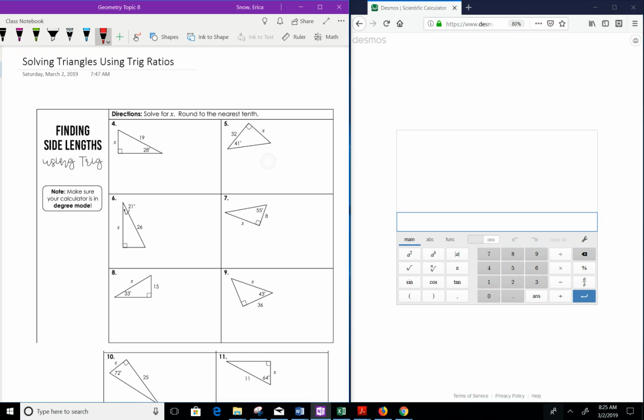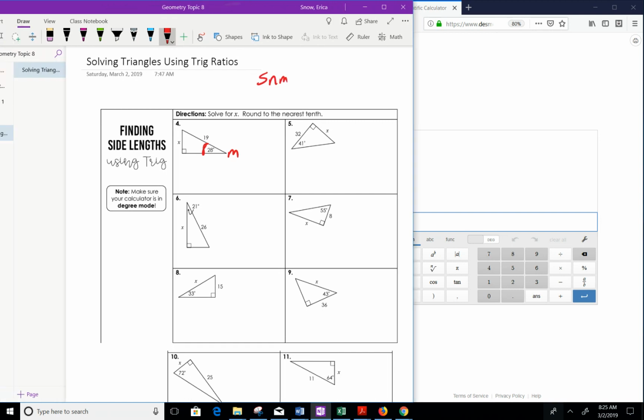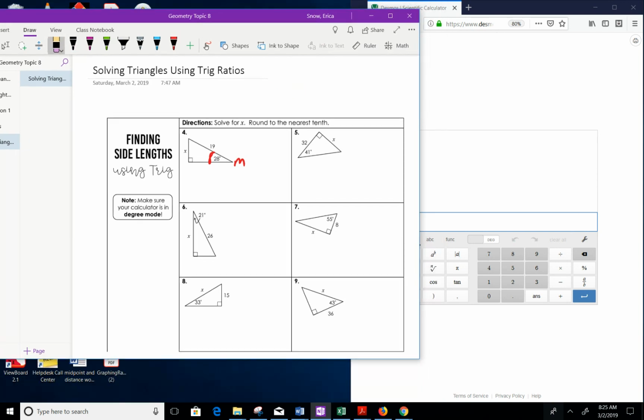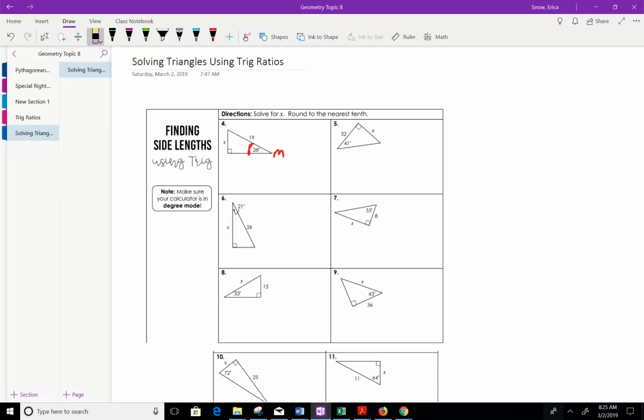So here, typically we would say this is angle M. And if I asked you for the sine of angle M, okay, I see the problem with this already. My eraser, I can't see it. If I asked you for the sine of M, then you would say, oh, well, that's x over 19, because that's our opposite over our hypotenuse.